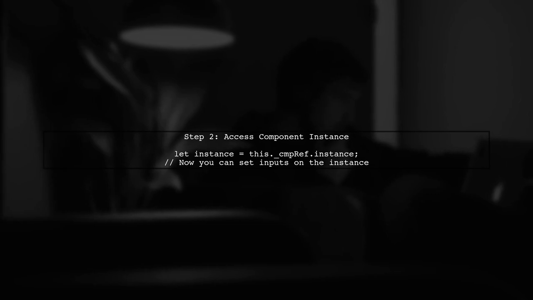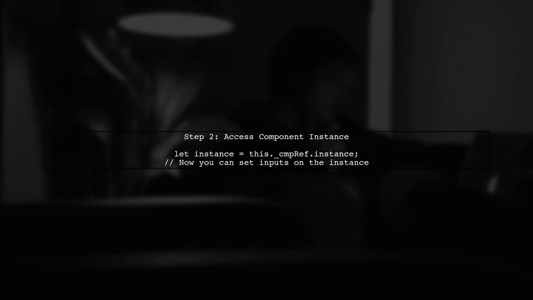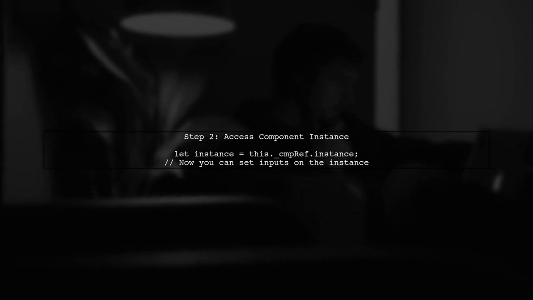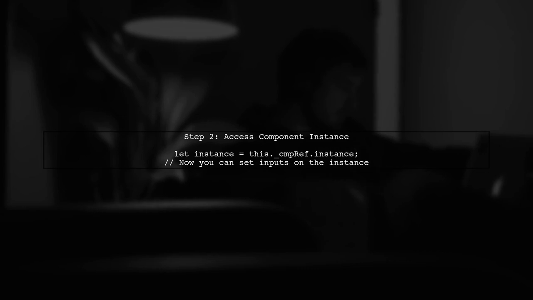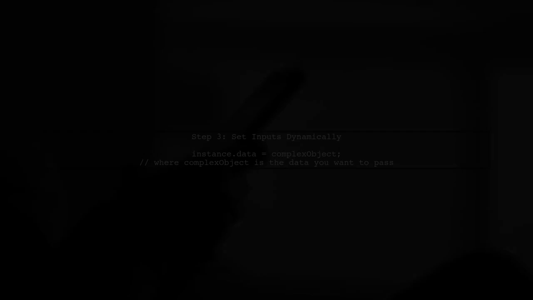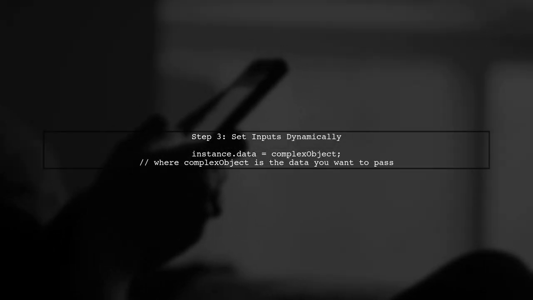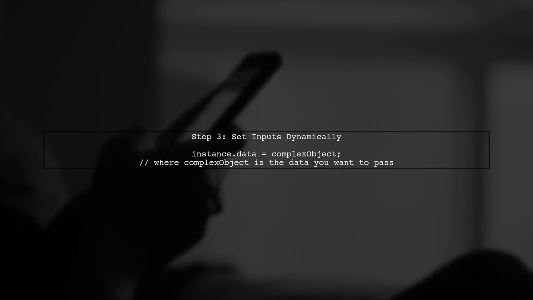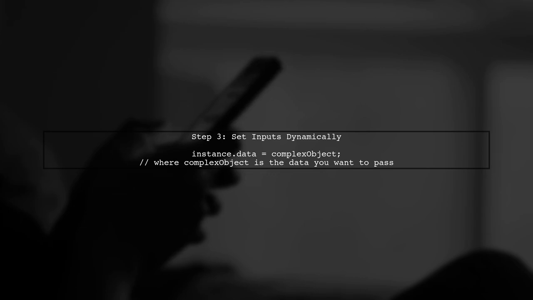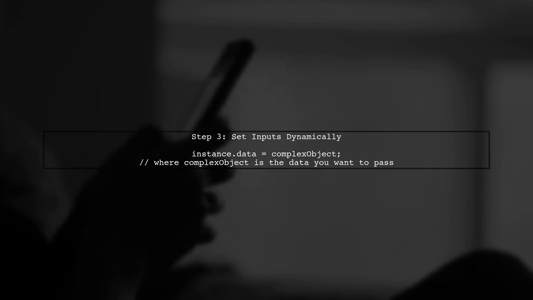Once we have the component reference, we can access the instance of the component. This instance will allow us to set the inputs dynamically. To set the inputs, you can directly assign values to the properties that correspond to the @Input fields of the component. For example, if your component has an input named data, you can set it like this.